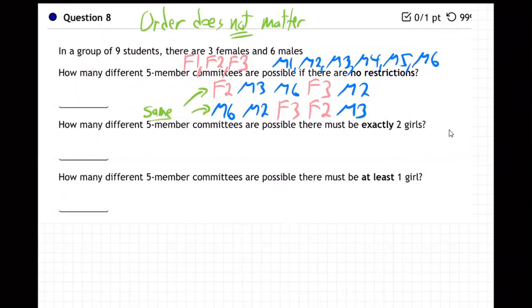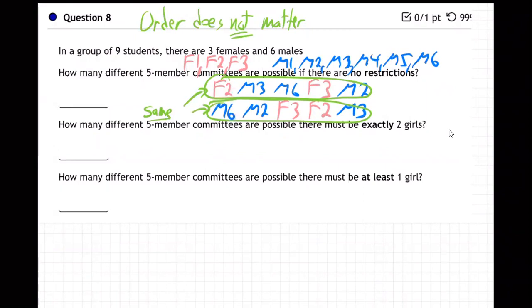It doesn't matter. Order does not matter. You tracking with me? This committee is exactly the same as that committee. They have the same 5 people. It doesn't matter the order they're picked in, right? Order only matters if they have different offices, right? If it was president, vice president, secretary, treasurer, whatever. Then it would matter because the person picked first is president. So this would be a different situation if male 6 is the president instead of female 2. And the next one's the vice president, right?